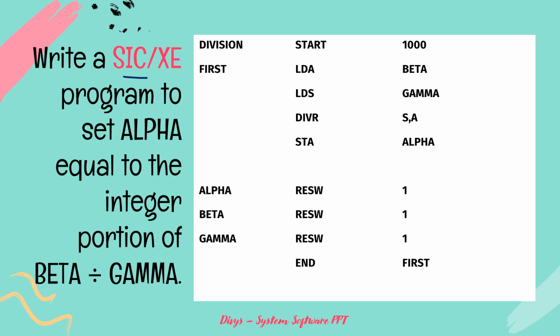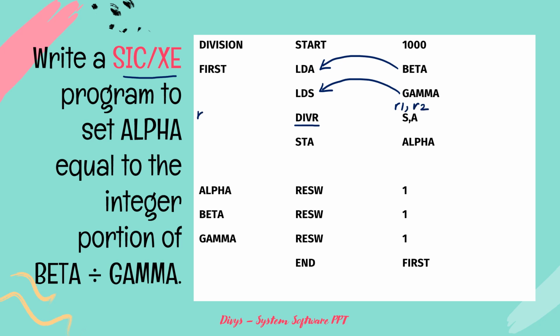So next we'll write the SIC/XE program for this. So first what we have done is we have copied the value of beta into the accumulator and the value of gamma into the S register. Then we have used DIVR. DIVR, the format is R1, R2, the registers.